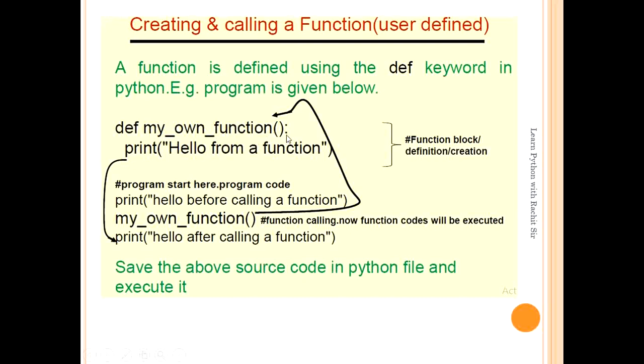After that, parenthesis will come, then code will come. Whenever you hit enter, then indentation will come. This is the block of the function. Here I will define my function. Simply I have written hello from a function. I have given this message. If I want to execute this function, I will use the name of the function as I have written here, my_own_function. So this is the calling of function.